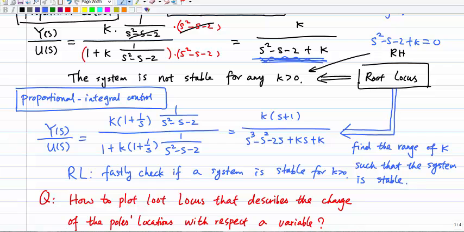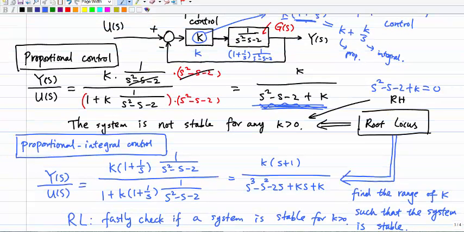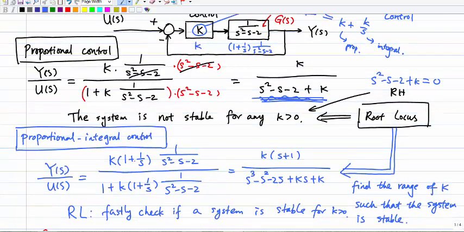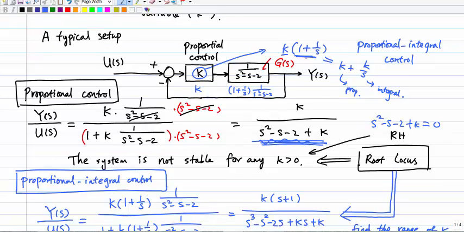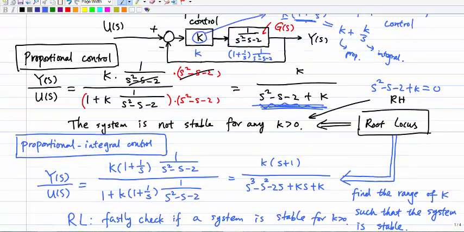If I use the root locus, I can directly tell this is not stable for any k. But if I use a PI control, which means I change my original system by changing it to this form, now the system can be stable for some k. This also tells us something in control design: the proportional control K is not sufficient to stabilize the system, while the proportional integral control is sufficient to stabilize the given system G sub s.